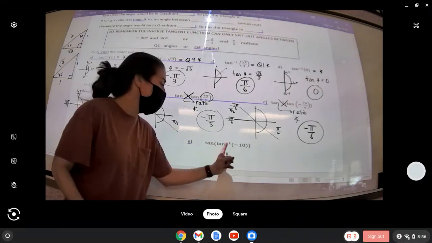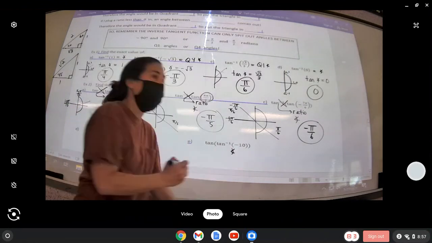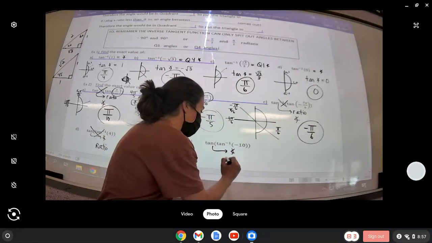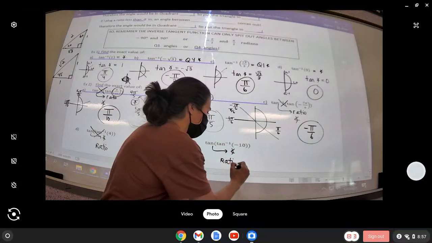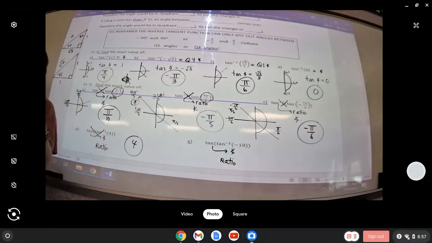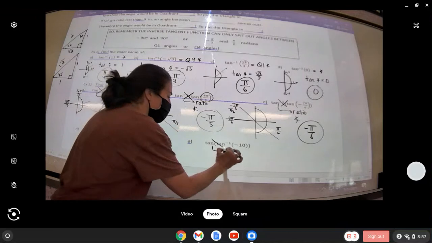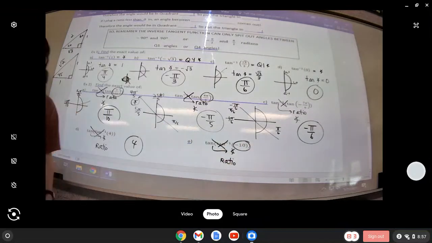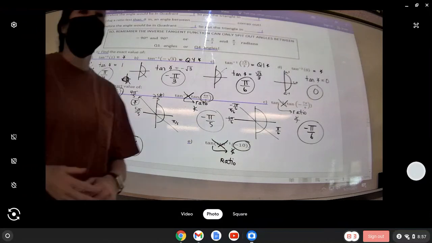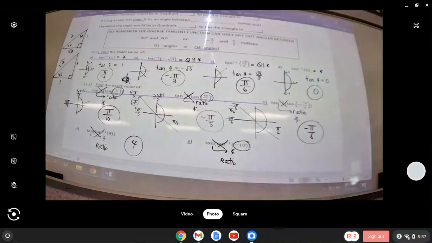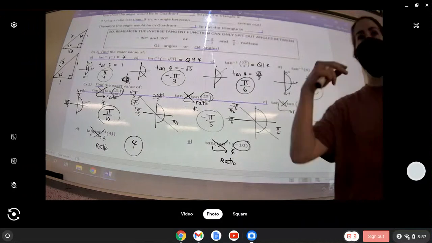All right, you take the inverse tangent of a ratio, the answer is an angle. You take the tangent of an angle, and the answer is definitely a ratio. And there's no bad ratios. So when the tangent and the inverse tangent cancel, and you're left with a ratio of negative 10, great. There can't be a bad ratio. So those ones were awesome. All right, so we've seen all the inverses.